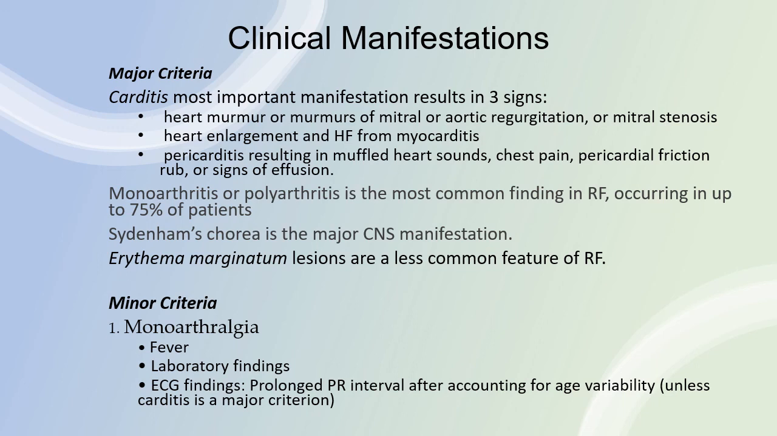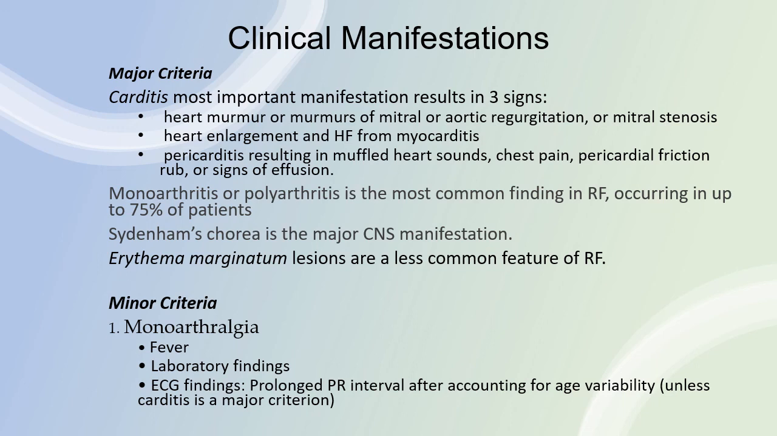1. A heart murmur or murmurs of mitral and aortic regurgitation or stenosis. 2. Heart enlargement and heart failure from myocarditis. And 3. Pericarditis resulting in muffled heart sounds, chest pain, and a pericardial friction rub or signs of effusion.